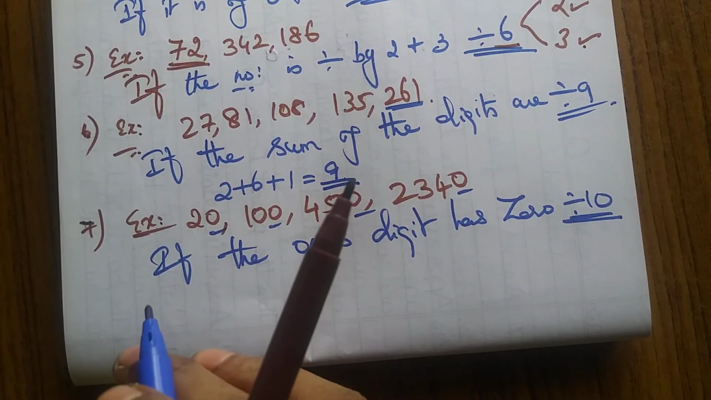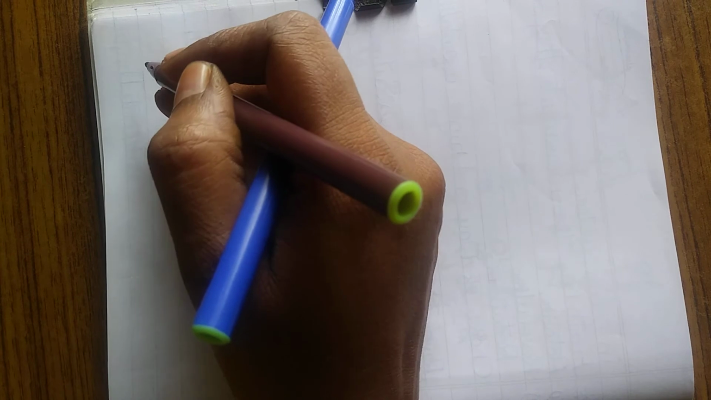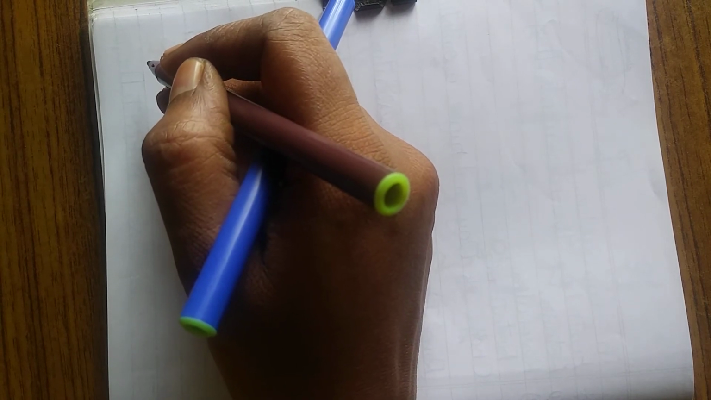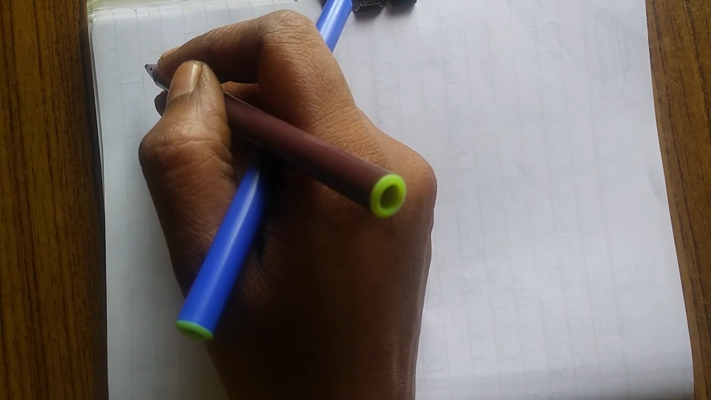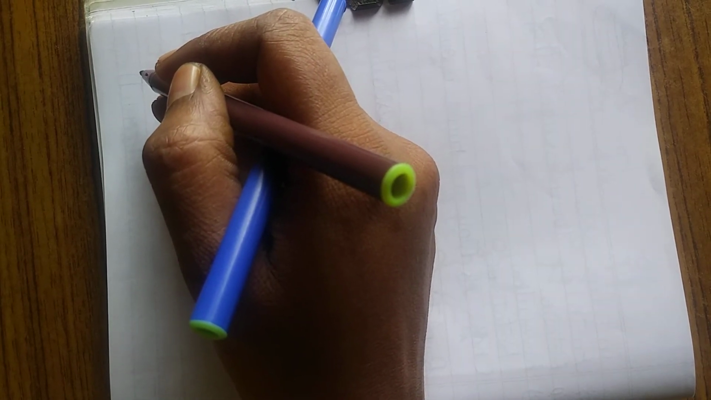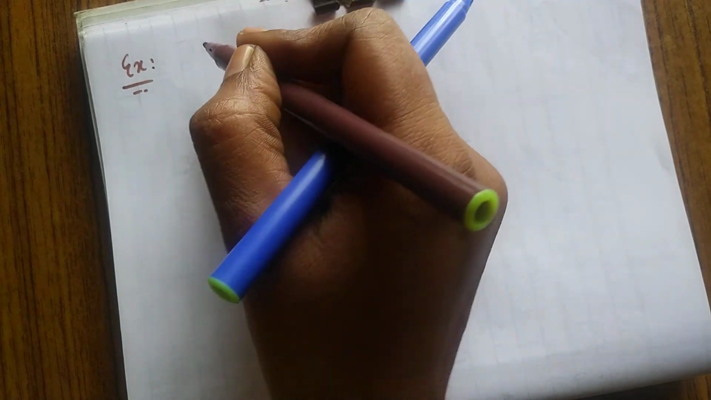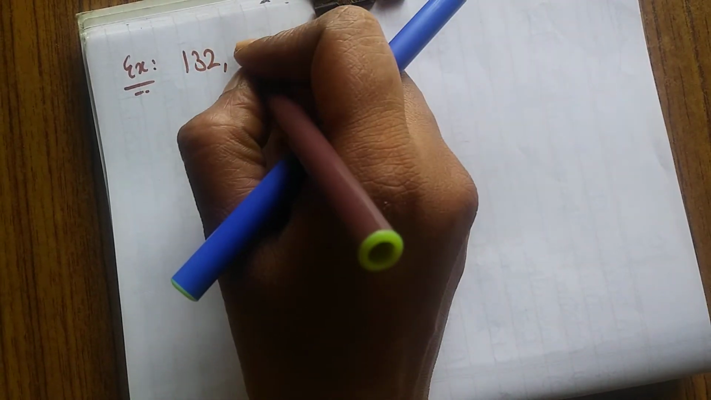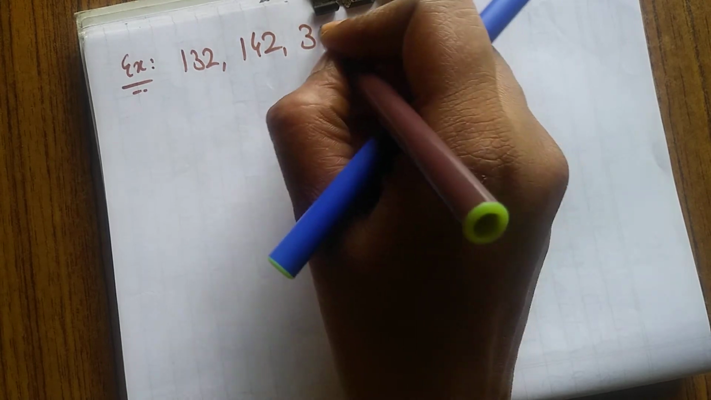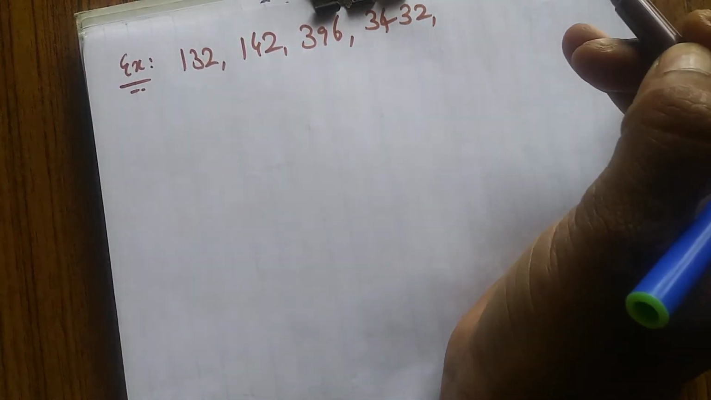Now, two more rules are there to see. Let's do that one. The next rule is: if you're given a higher number of 3 digits or 4 digits, and they ask whether this number is divisible by 11 or not, how are you supposed to check? Let us see some examples, from small to big: 132, 143, 396, or a 4 digit number like 3432. You can also try with 5 digit numbers.